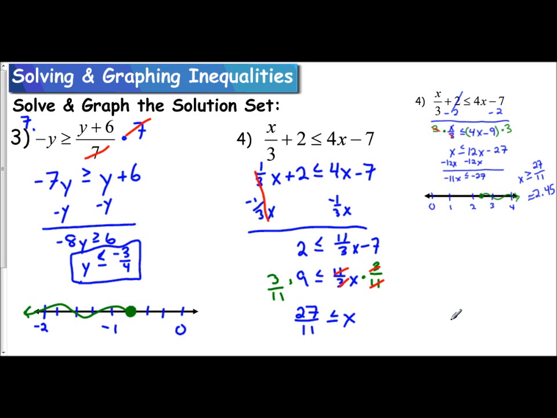When you're dealing with inequalities, you always flip this so the x is on the left. So x is greater than or equal to 27/11, which is the same answer we got above. So there are sometimes multiple ways to approach a problem. You need to choose which technique is easier for you to see.